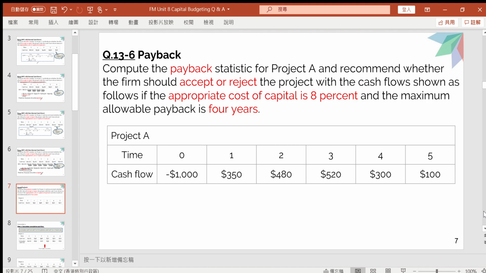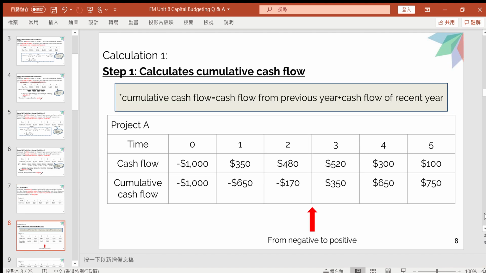Okay, how to do it? We'll base on the accumulated figures to determine when the payback period occurs. Okay, that means we'll construct a table and then have a row to show the cumulative cash flow amount. For the first year, the amount we get back is 350, and that's why we still don't receive this 650. And then second year we will receive another 480, then still we don't receive 170.